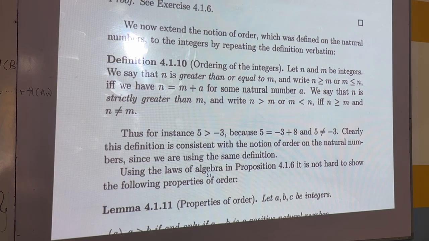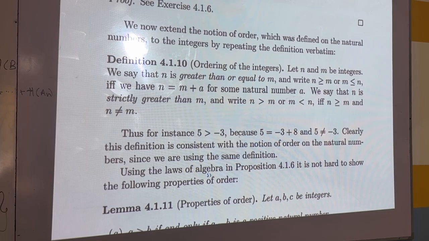We have seen a similar thing before, no? Thus, for instance, 5 is greater than minus 3, because 5 is equal to minus 3 plus 8, and 8 is a natural number. So therefore 5 greater than or equal to minus 3, that is correct, and since 5 is not equal to minus 3. Clearly this definition is consistent with the notion of order on the natural numbers, since we are using the same definition. Using the laws of algebra in proposition 4.1.6, it is not hard to show the following.